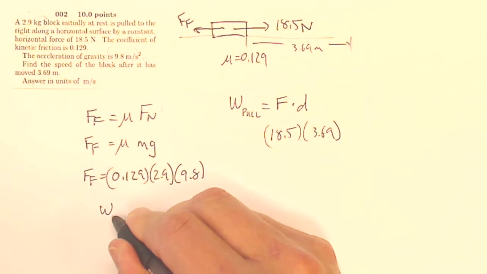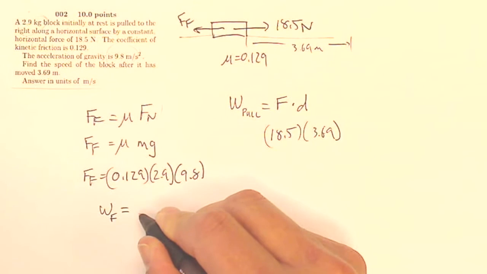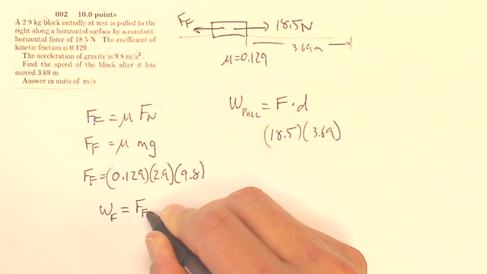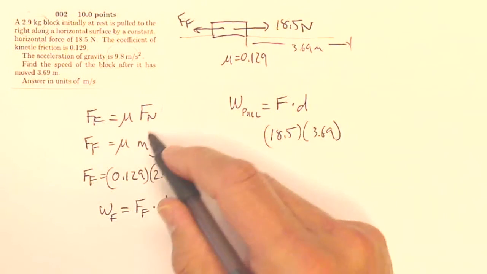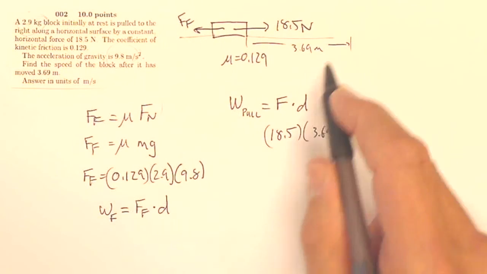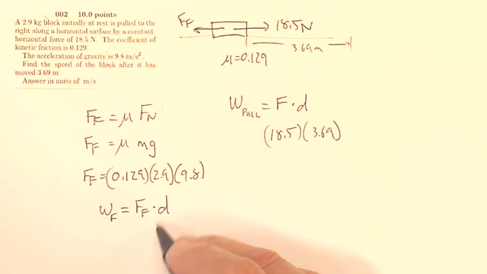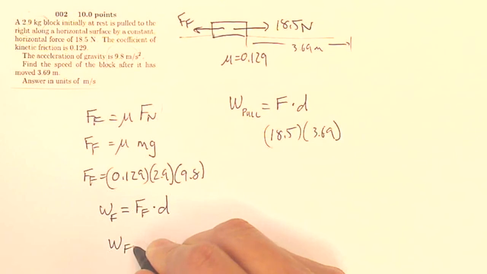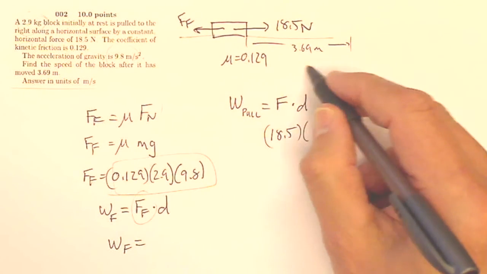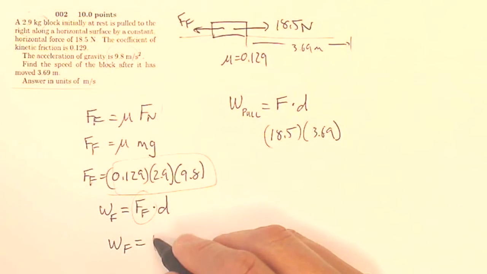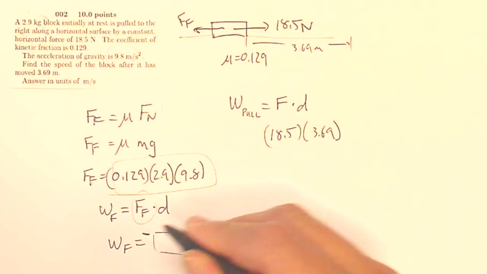Now my work done by friction is going to be my force of friction times the distance that I travel. But the thing is, the force of friction is to the left, the distance to the right, so this work is going to be negative. So the work done by friction is going to be this force that I calculated here times the distance, the same 3.69 meters. So that's going to be this, and that's going to be negative.